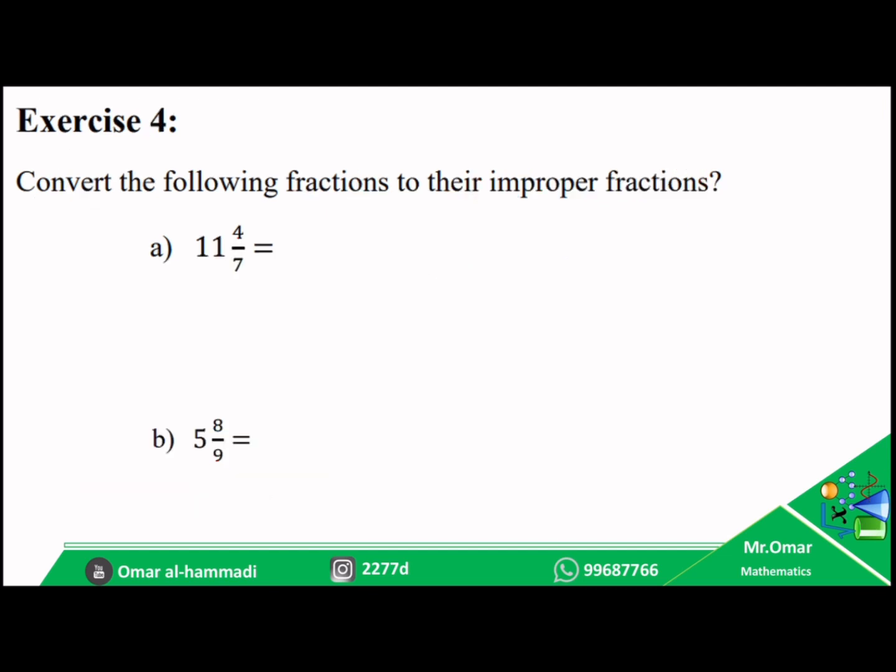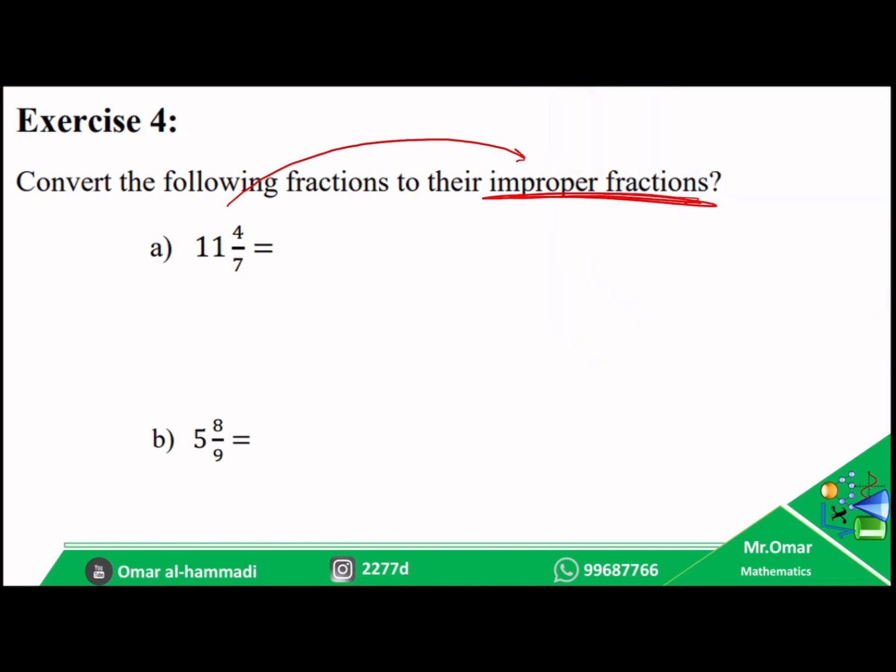Okay, so now if we wanted to convert the following fractions to improper fractions. Now we have a mixed number, and we want to change it to an improper fraction. The opposite: we have the mixed number and want to convert it back to the improper fraction. How do we convert it back? Let's see together.